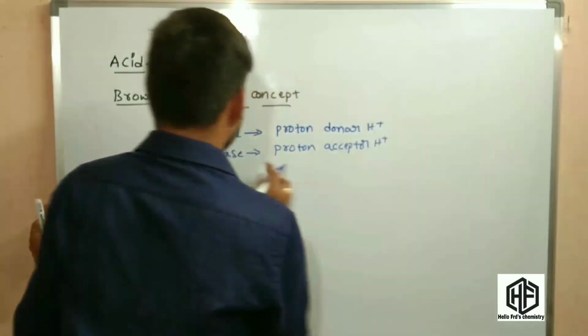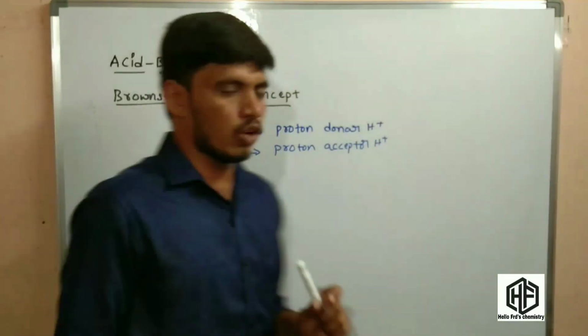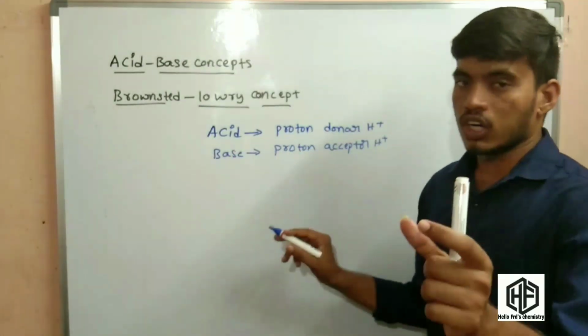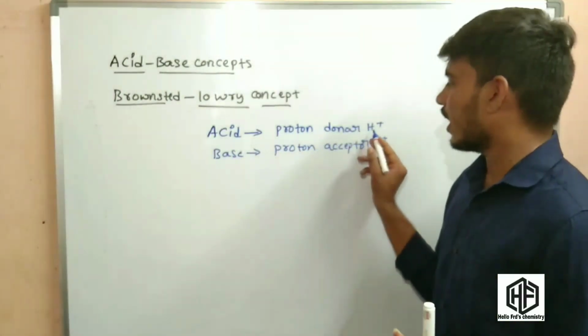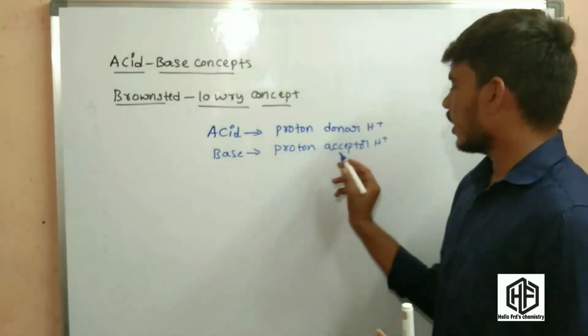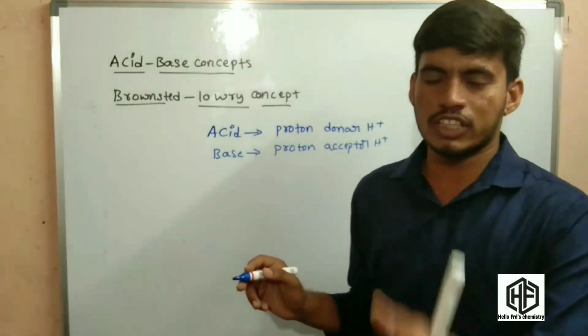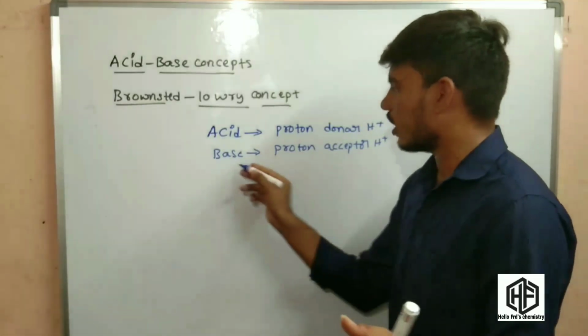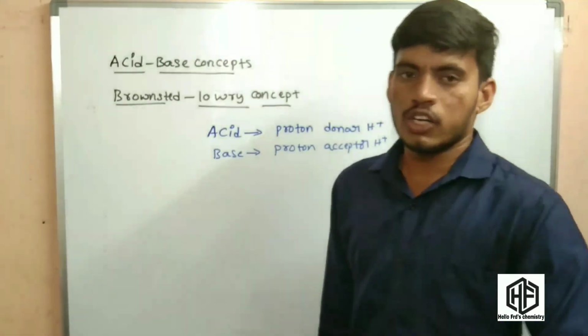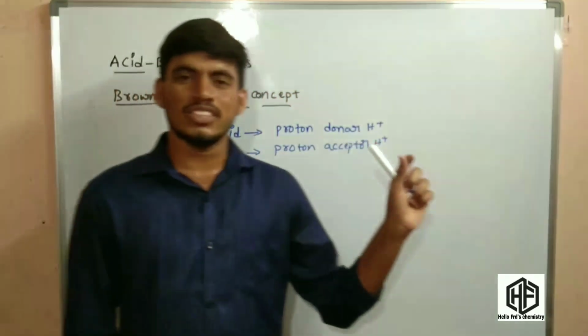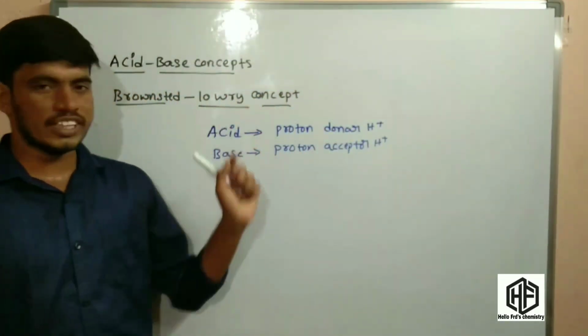H plus donor is called an acid, and base is the proton acceptor. In the Bronsted-Lowry concept, a proton donor is called an acid, and a proton acceptor is called a base. Which substance accepts H plus? That is called a base. Which substance donates H plus? That is called an acid. This is the Bronsted-Lowry concept.